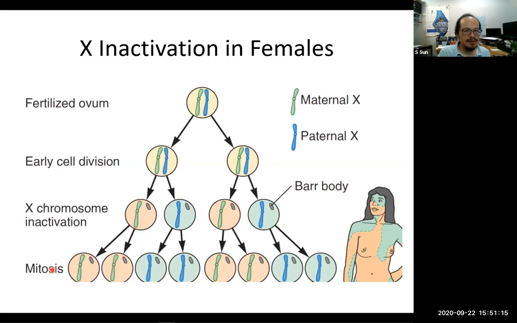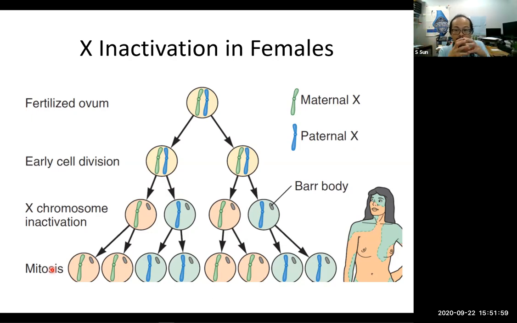This group, say one embryo, one cell divides into so many, and this branch will have the same pattern. This branch will have the same pattern. If it starts from the one where the mother chromosome is inactivated, the following cells will have the mother chromosome inactivated. Here, if the father X is inactivated, then every following cell has the father X inactivated.